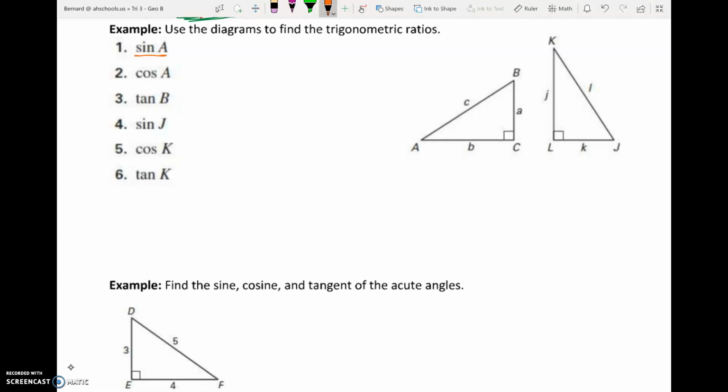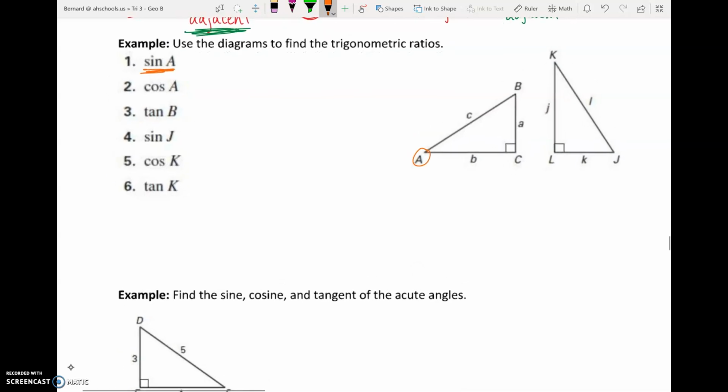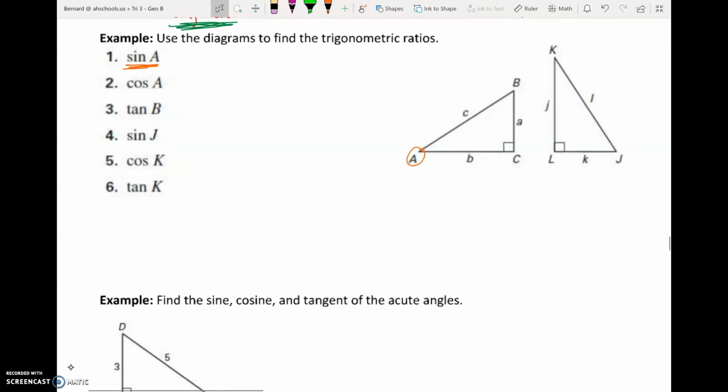So in number one, we want the sine of angle A. We have to find angle A. And then we have to think about what's opposite, what's adjacent, what's hypotenuse. Well, actually, if we think about Sohcahtoa for sine, right? And I'll write that down here. Sohcahtoa. For sine, we just need opposite and hypotenuse.